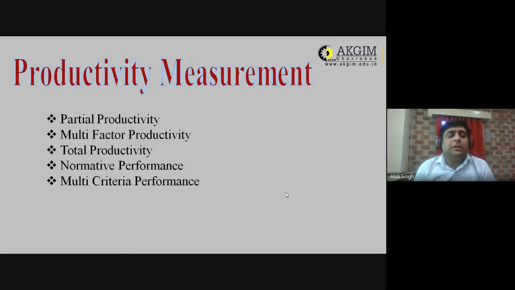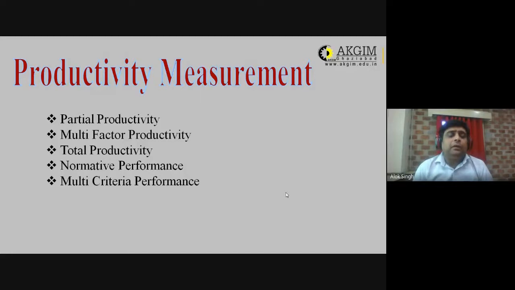So what is partial productivity? It checks the impact of a particular input on the total output. Like labor productivity, material productivity, land productivity, capital productivity. All these are examples of partial productivity.